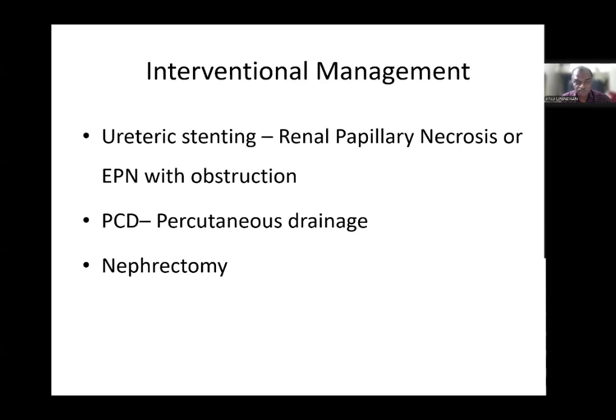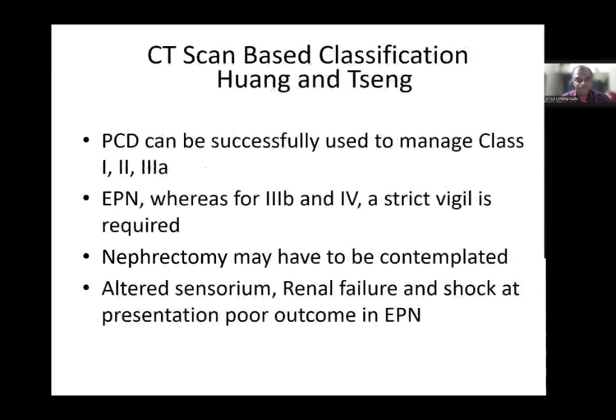So once the diagnosis is made, it has to be decided whether to go for interventional management or not. Ureteric stenting is often done if there is renal papillary necrosis or if there is emphysematous pyelonephritis with obstruction. So that is one way to get it done. PCD or percutaneous drainage can be done when the abscess is accessible through the skin. We have done it on a couple of occasions. Nephrectomy can be done, but it is very difficult to get the surgeons and the anesthetists to get it done.